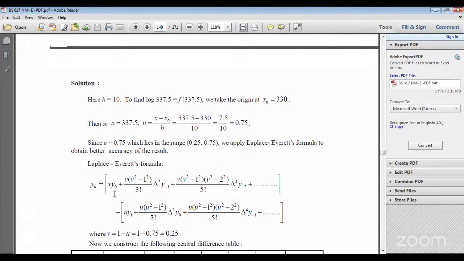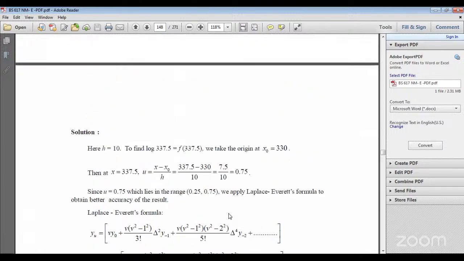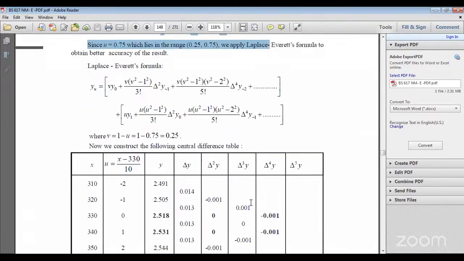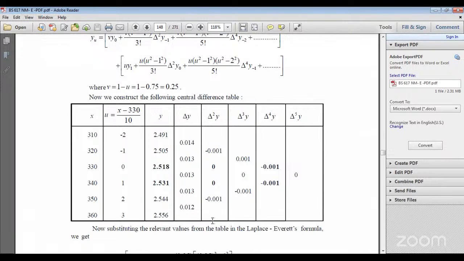The Laplace-Everett formula: y u is equal to v y naught plus v into v square minus 1 square by 3 factorial del square y minus 1, v into v square minus 1 square, v square minus 2 square by 5 factorial del power 4 y minus 2, plus u y1 plus u into u square minus 1 square by 3 factorial del square y naught, u into u square minus 1 square into u square minus 2 square by 5 factorial del 4 y minus 1. Expanding the values, what is 1 minus u? With u as 0.75, it is 0.25. So we are taking 330 as the zero value here: 320 is minus 1, 310 is minus 2, 330 is 0, 340 is 1, 350 is 2, 360 is 3.